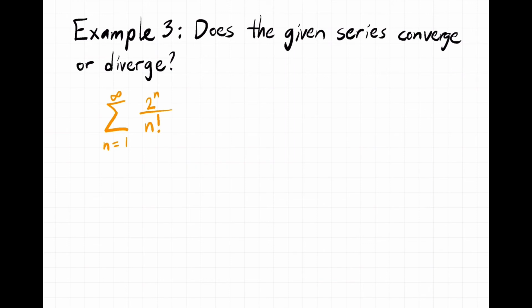So, does this series converge or diverge? Well, here's the problem. What is the function that we're interested in here? Our function would have to be f of x equals 2 to the x, that part's fine, over x factorial. Now, 2 to the x is defined for all values of x. In fact, 2 to the x is continuous everywhere. But x factorial only works for whole numbers.